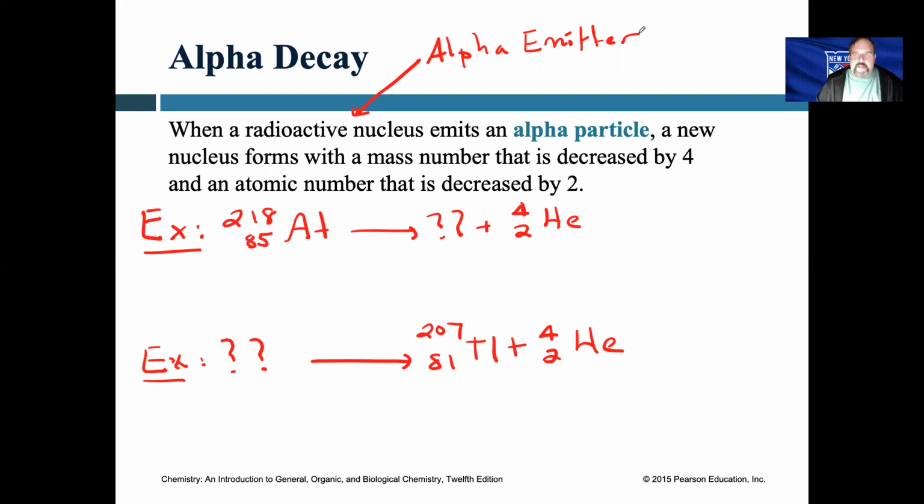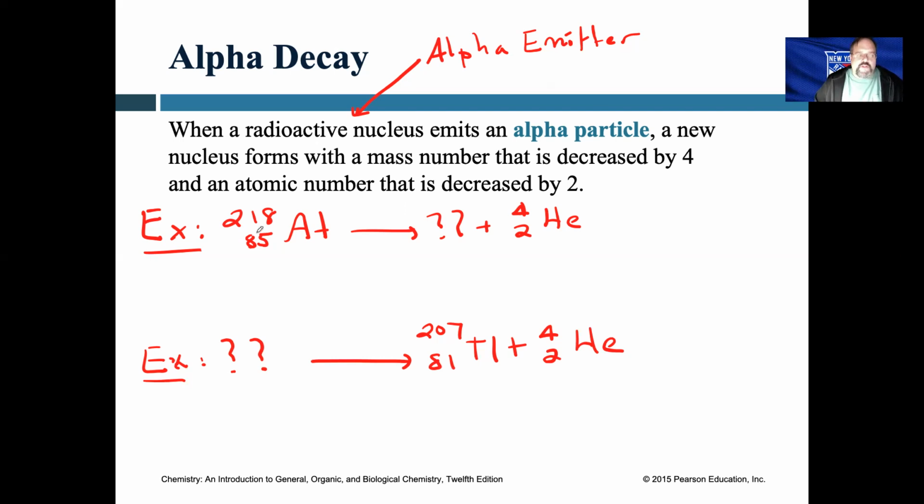So let's take a look at a couple of examples. So here's one. At, astatine, with a mass number of 218 is an alpha emitter. I just don't remember the name off the top of my head. It decays by releasing an alpha particle. In the first example here, we want to figure out the identity of the mystery substance that it becomes. That's where the question marks are. So how do we do that? A periodic table here is absolutely necessary. Got to have a periodic table.